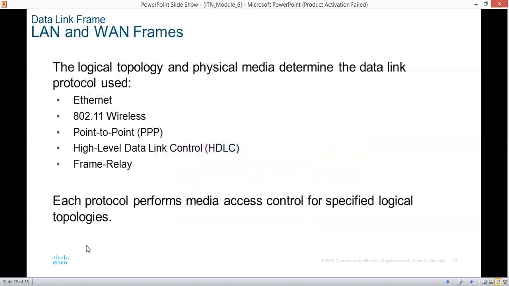So your LAN and WAN frames. The logical topology and physical media determine the data link layer protocol. Because when we say the WAN, we're talking about the wide area network, and when we talk about the LAN, the local area network. The protocol uses the Ethernet. So these are the technologies or the protocols that you have under this data link layer for LAN and WAN.